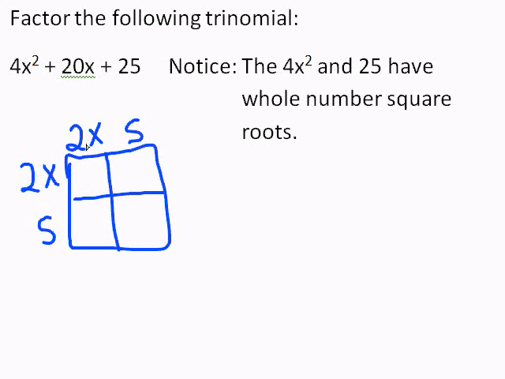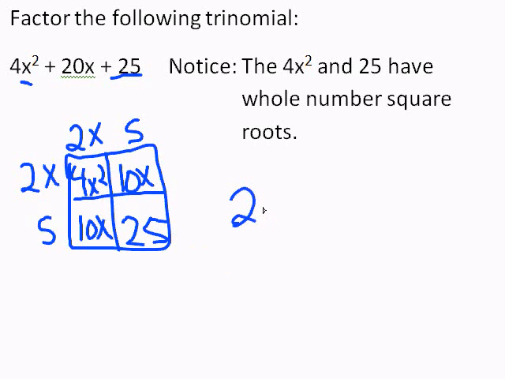Now when we multiply that out, 2x times 2x gives us 4x squared. 2x times 5 gives us 10x, 2x times 5, 10x, and 5 times 5 is 25. Notice that when we split up these two into their square roots, 2x, 2x, 5, and 5, it gives us the correct factorization because 4x squared plus 10x plus 10x, which is plus 20x, plus 25 gives us our original expression. So our factors are 2x plus 5 and 2x plus 5.